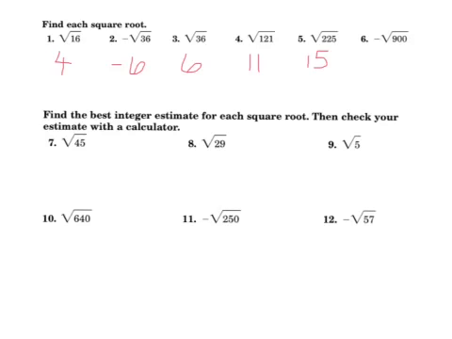And then this last one, the square root of 900. The square root of 900 would be 30. 30 times 30 is 900. And since there's that negative sign, I just bring it straight down.